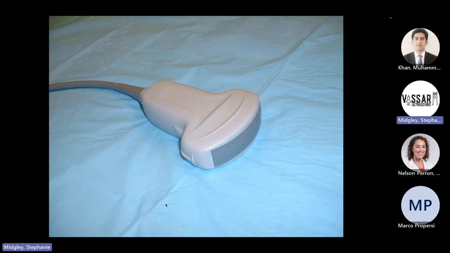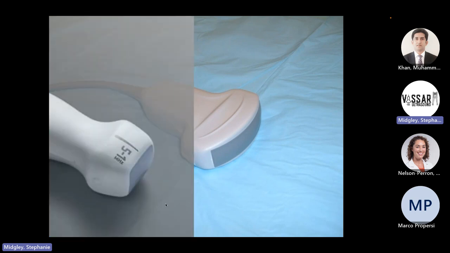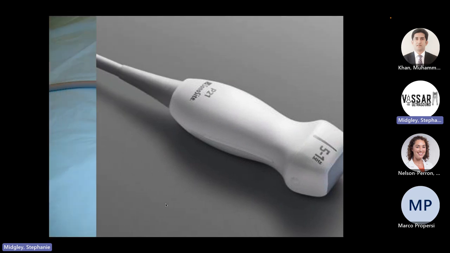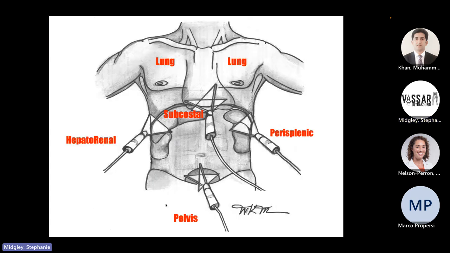How you do it is your curvilinear probe. Again, you can also use your phased array for your little nanas and your kids. These are our five views. So we always usually start in the right upper quadrant.